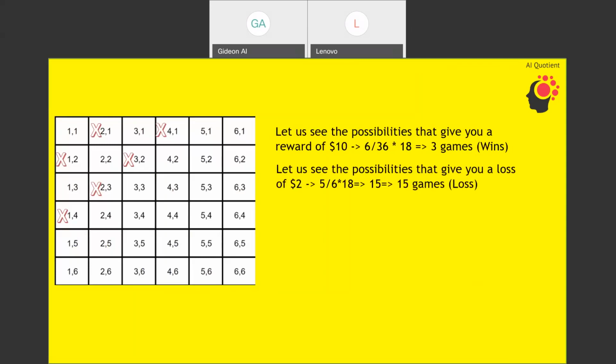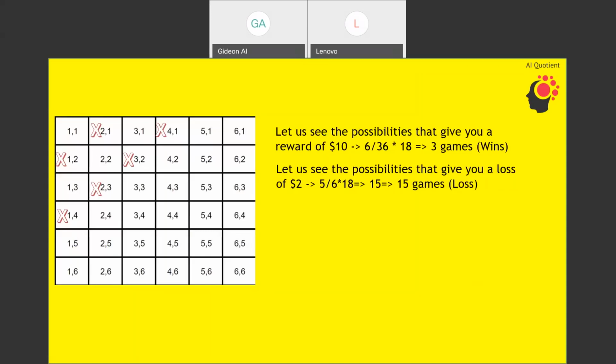There are 30 combinations using which you can lose the game. So 30 by 36, which is nothing but 5 by 6. 5 by 6 into 18 means the rest of the 15 games you'll be losing. So 3 games you'll be winning, 15 games you'll be losing, and every time you lose a game, you have to pay how many dollars?